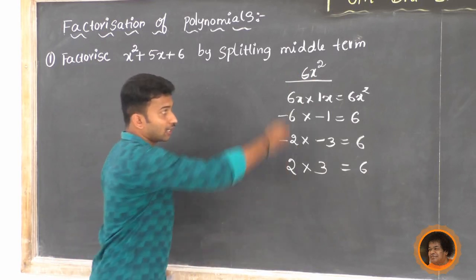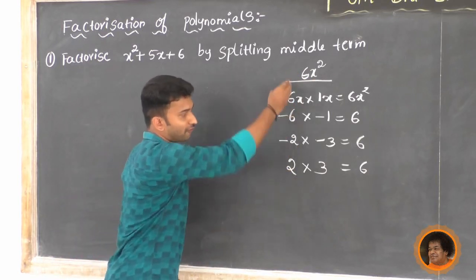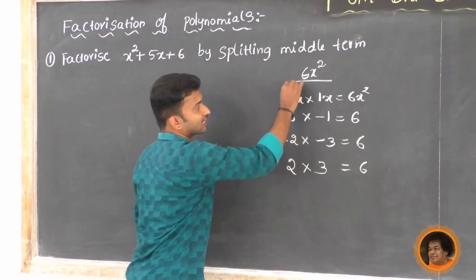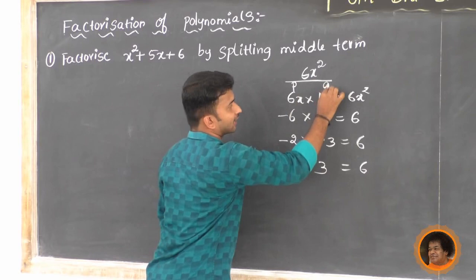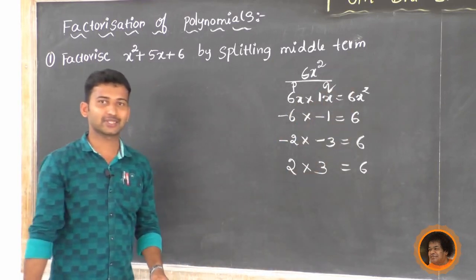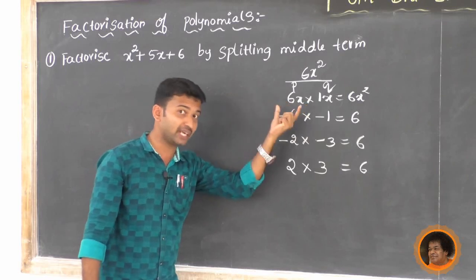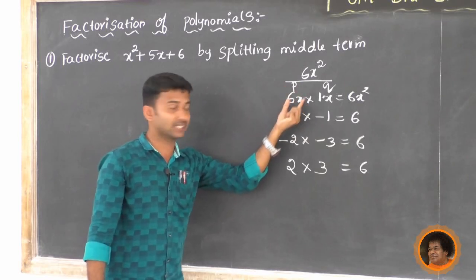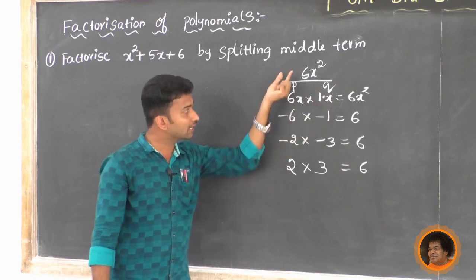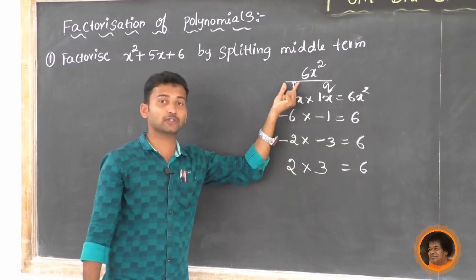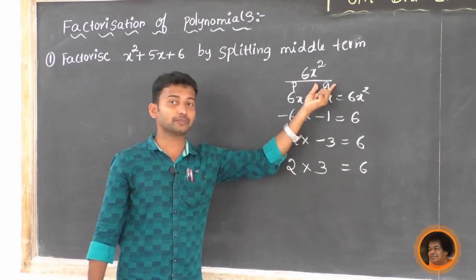And let the first factors be p and the second be q. So for the first pair, p is equal to 6x, q is equal to 1x. Therefore, these are all the possible factors of p and these are all the possible factors of q.